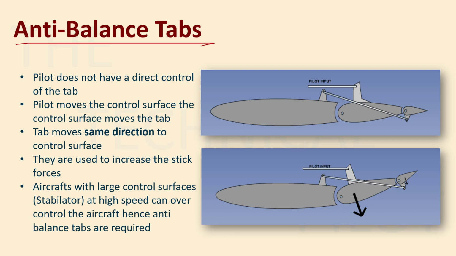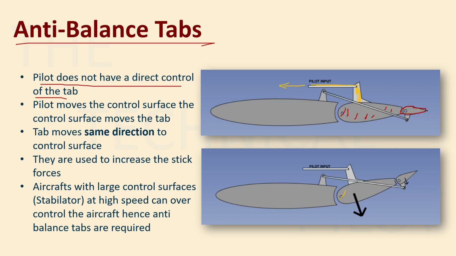So anti-balance tab, the pilot does not have a direct control of the tab. Again, the pilot is moving your control surface. So this is the control surface and this is your tab. So the pilot in this case also is moving your control surface, right? So this is the pilot input, right? And it is attached to what? Your control surface. The pilot is moving the control surface.